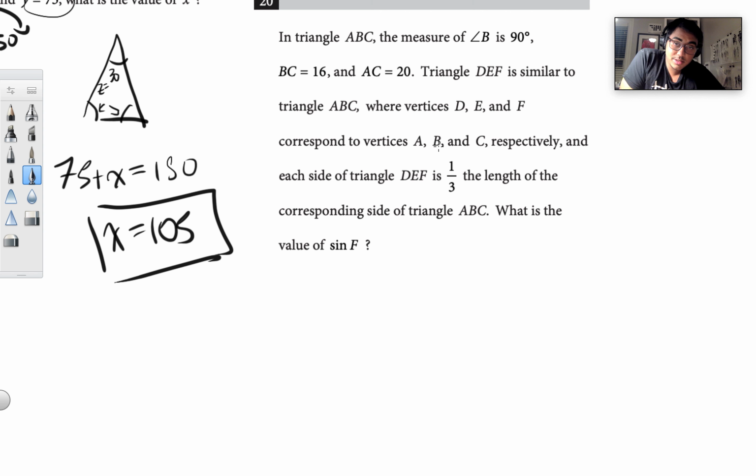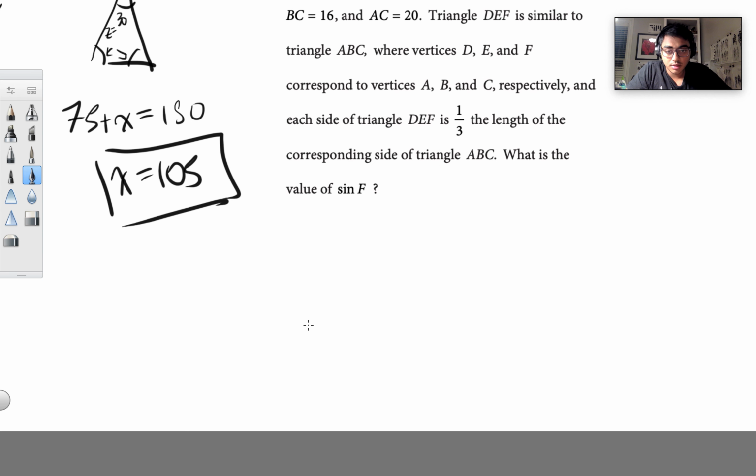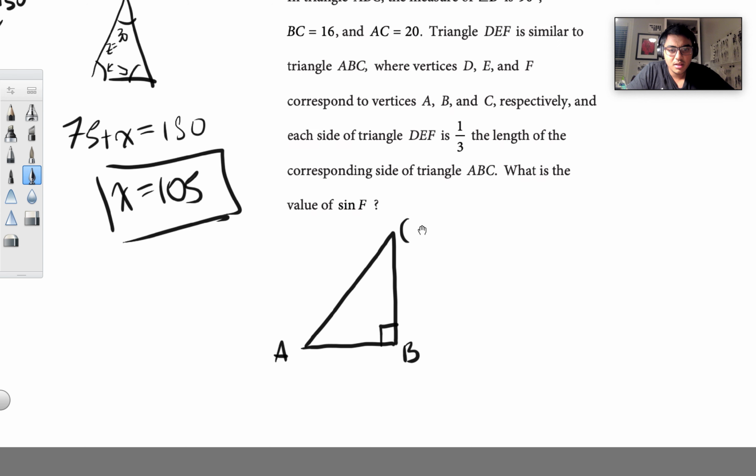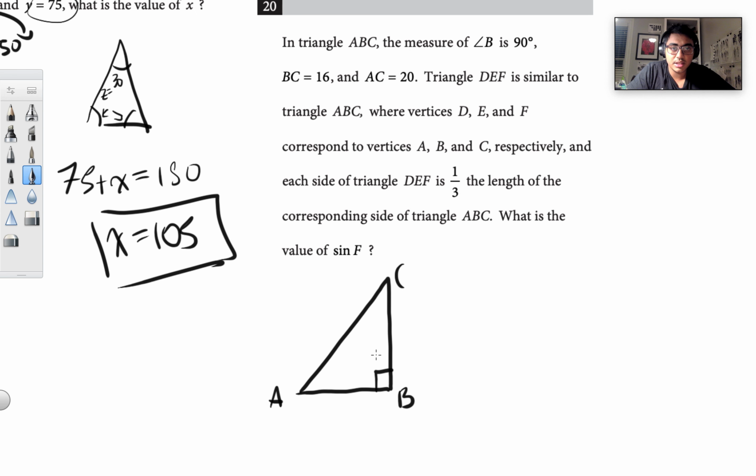Okay, last question of this section. In triangle ABC, the measure of angle B is 90 degrees, BC equals 16, and AC equals 20. Triangle DEF is similar to triangle ABC. Okay, let's just draw out ABC first, so we have a visual. So ABC would look something like this. That's a straight line. Okay, A, B, C. B is 90 degrees, BC is equal to 16, and AC equals 20.